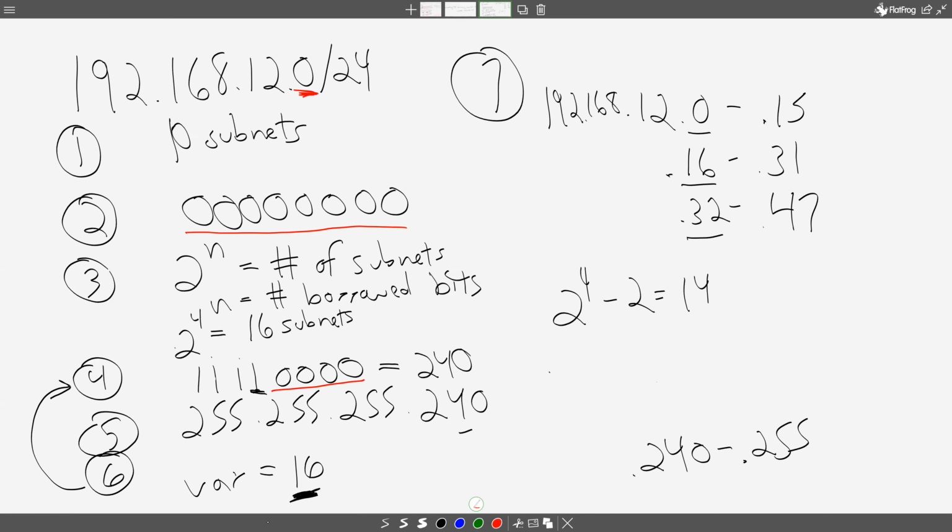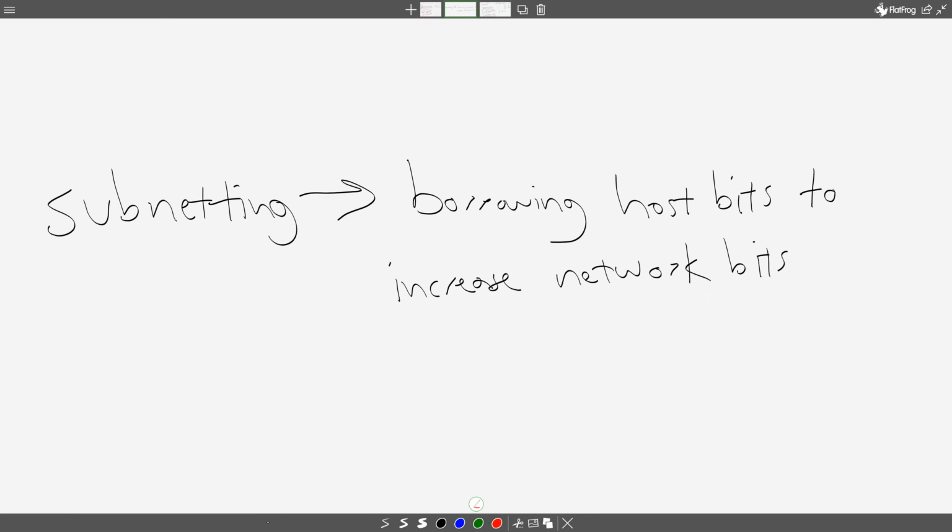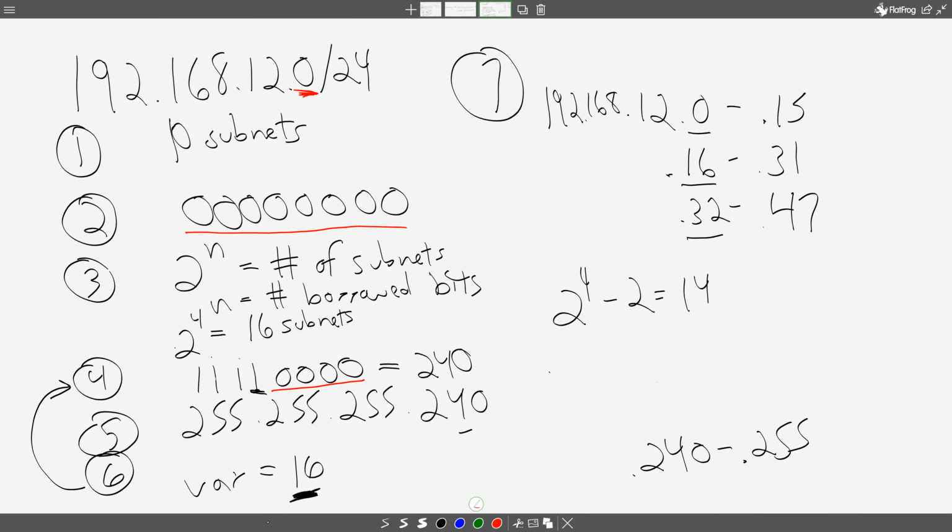So that is one of the reasons why I make sure my students understand this right here. As you make more networks, you decrease the number of hosts on those networks. So we went from a single network of 254 usable hosts. So if it's /24, we got 254 usable hosts. We've gone down now to 16 networks of 14 hosts.